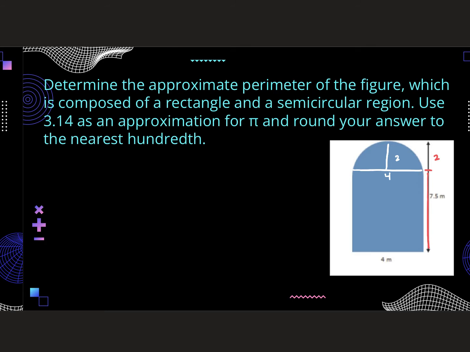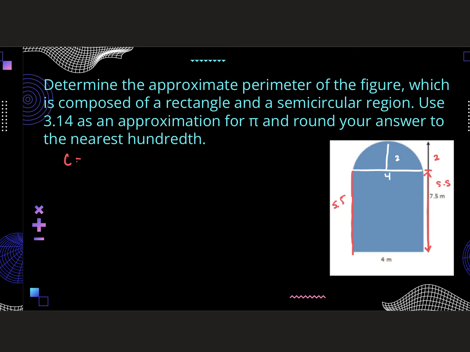This length here is going to be 5.5. That's how we get the total of 7.5, which means that this length here is going to be 5.5 as well. So now we have to find the length of the semicircle, or we're talking about the circumference.